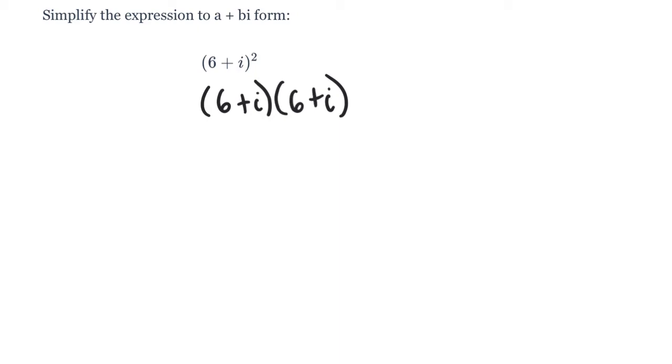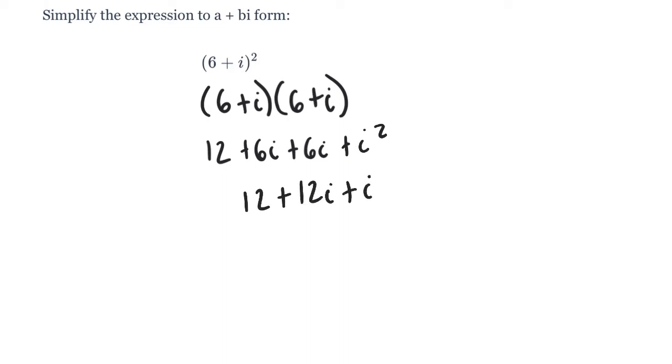So we've got 6 times 6 is 12. 6 times this i will give us 6i, so plus 6i. And then we have this i times that 6, which gives us another 6i. And then we have i times i, which makes i squared, so it's going to be plus i squared. Now, keeping in mind the FOIL part of it, let's go ahead and combine like terms. You don't have to do this step first, but you can.